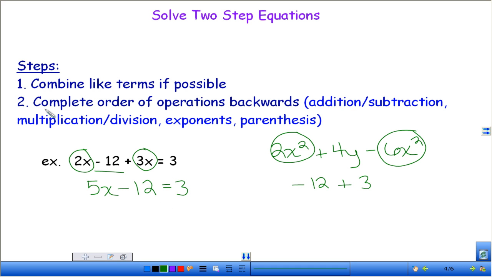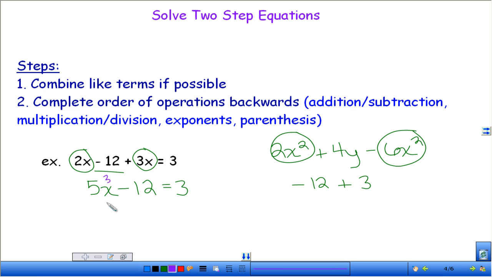From here, we don't have anything else that we can combine on the same side of the equal sign, so we're going to complete order of operations backwards. And I'm going to have you get into a habit first of what would you do if we were to plug in a number for x. So let's talk about what we would do if we were to actually evaluate this. If I were to plug in x equals 3, and you don't have to write this, let's pretend I plugged in a 3.